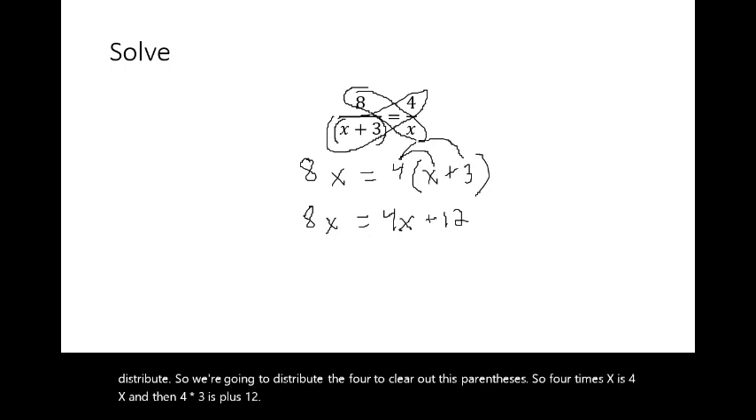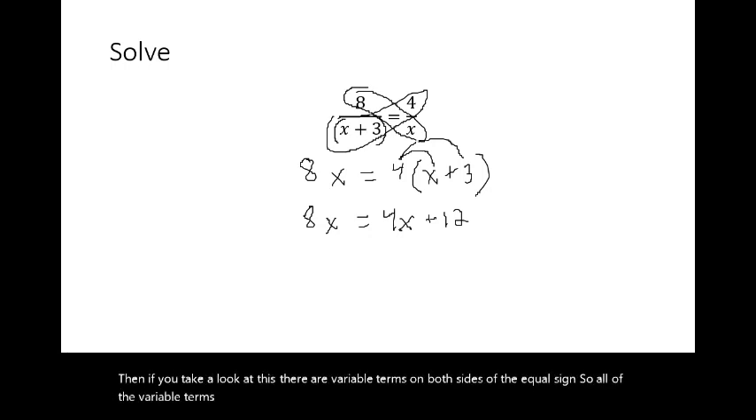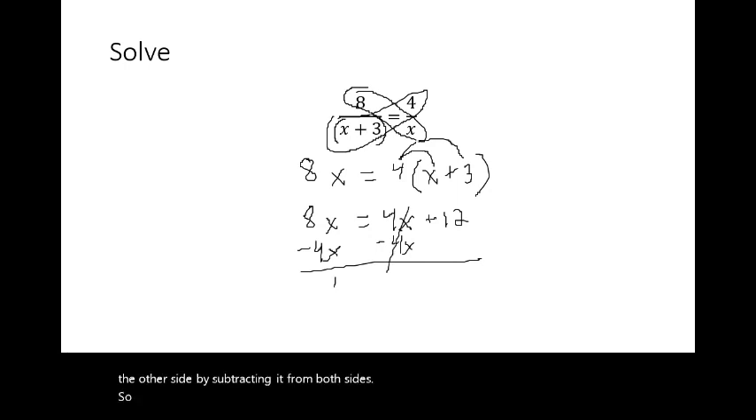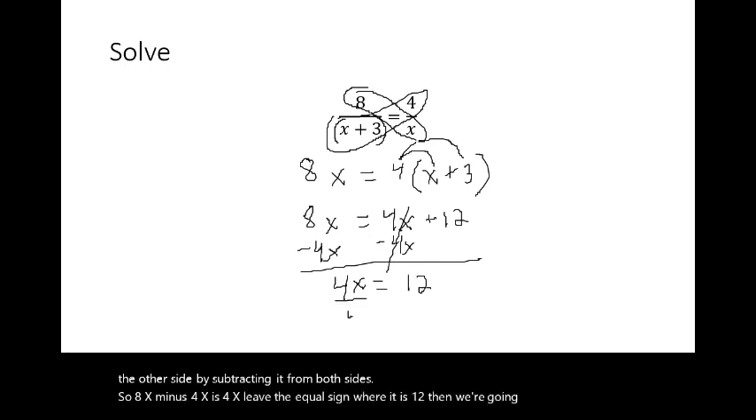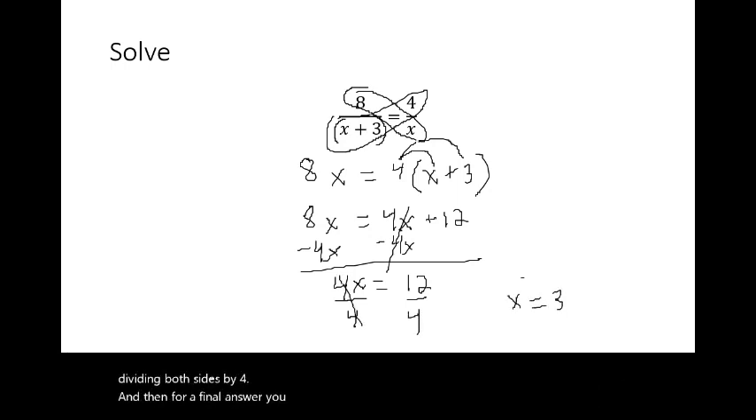Then if you take a look at this, there are variable terms on both sides of the equal sign. So all of the variable terms do need to be moved onto one side. So I'm going to move this 4x over to the other side by subtracting it from both sides. So 8x minus 4x is 4x. Leave the equal sign where it is, 12. Then we're going to finish this up by dividing both sides by 4. And then for a final answer, you get x equals 3.